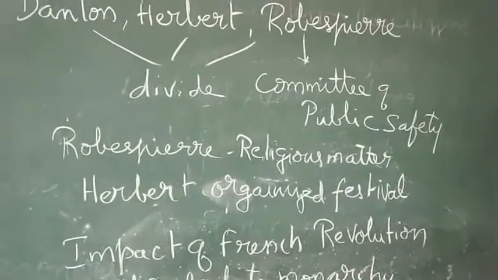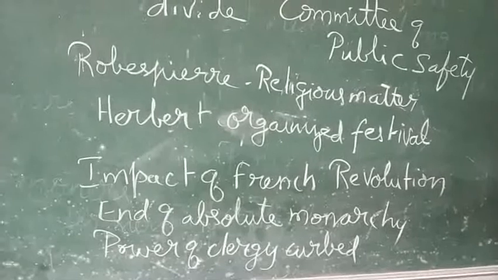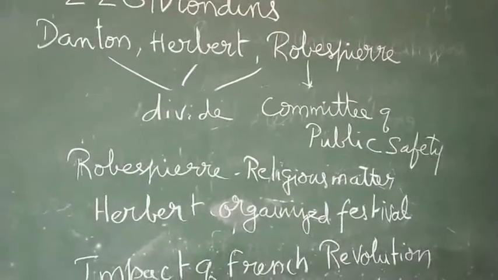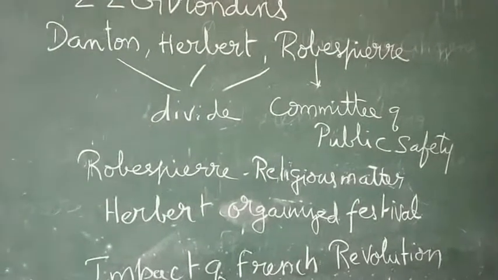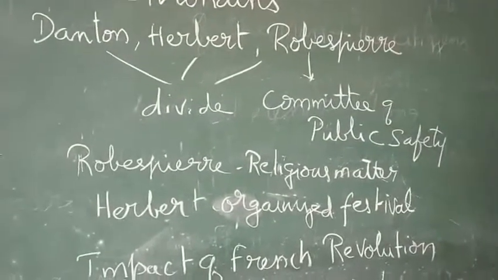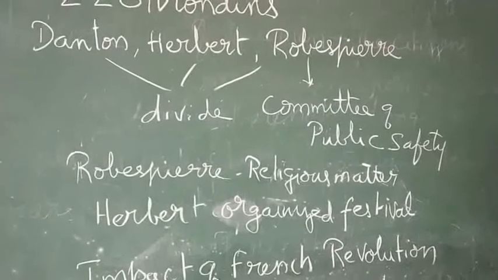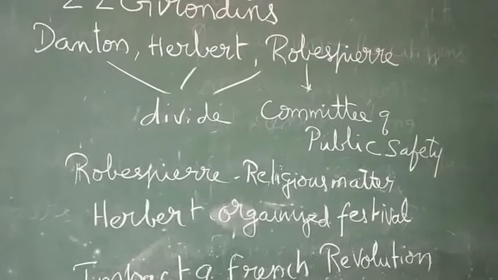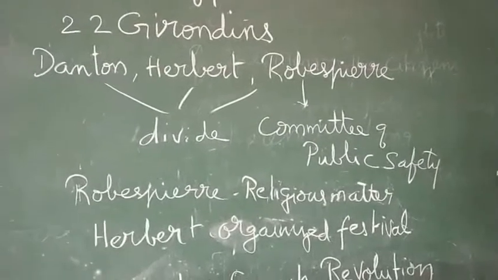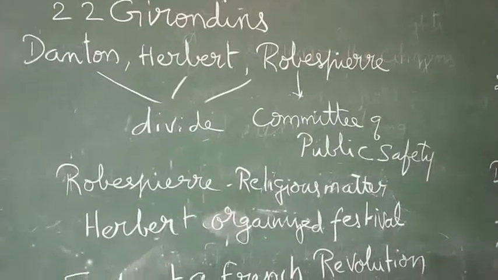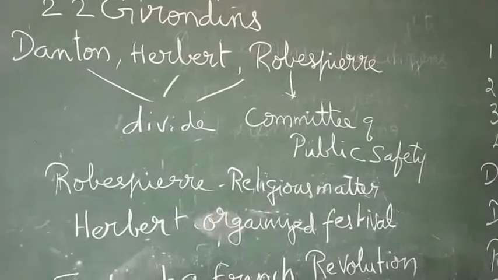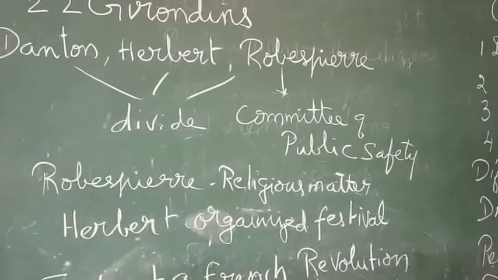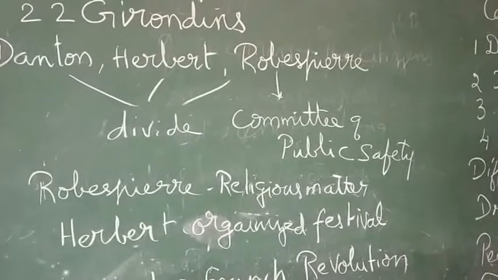The Law of Suspects divided the people and made many things a punishable crime. Under this law, many groups of people were tried and sentenced. This Reign of Terror lasted for 46 days. On 27th July 1794, the Convention suddenly turned against Robespierre and Robespierre was guillotined. The Reign of Terror ended with the fall of Robespierre.